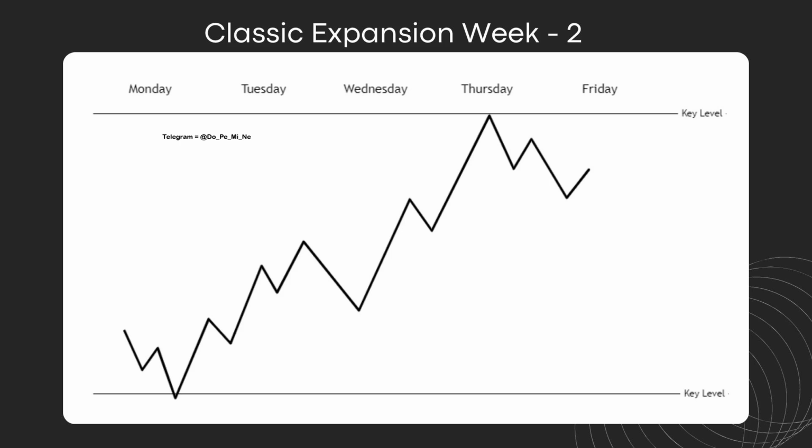Now right here you can see that as soon as we hit the weekly objective, either on Thursday or Friday, we then retrace lower. Now in this case, if the weekly objective or the opposing key level is reached on Wednesday, then we would form the high of the week on Wednesday, and Thursday and Friday price action is going to be a retracement, right?